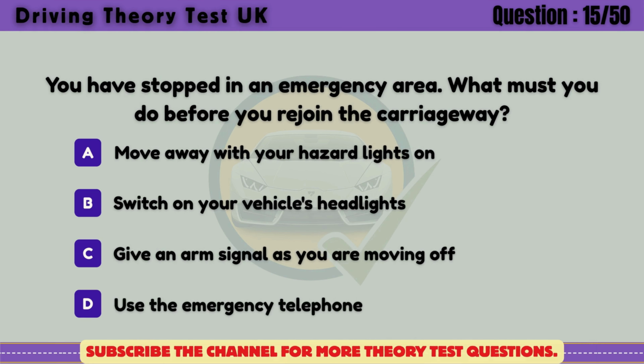Question 15. You have stopped in an emergency area. What must you do before you rejoin the carriageway? Option A. Move away with your hazard lights on. B. Switch on your vehicle's headlights. C. Give an arm signal as you are moving off. D. Use the emergency telephone.